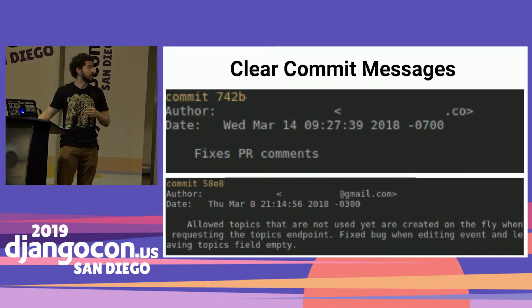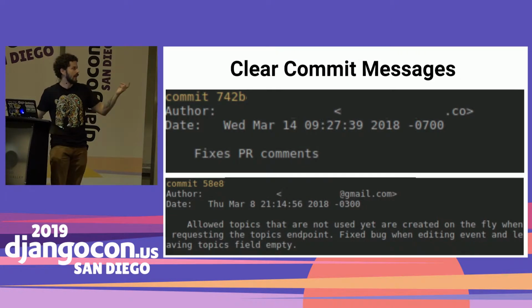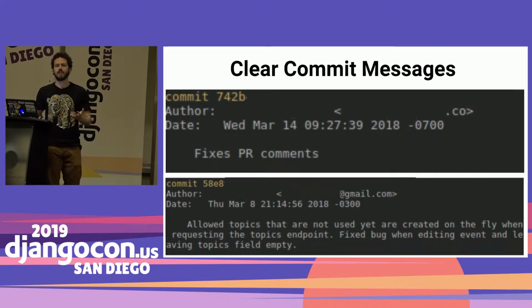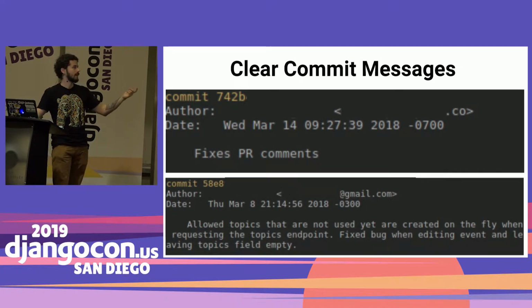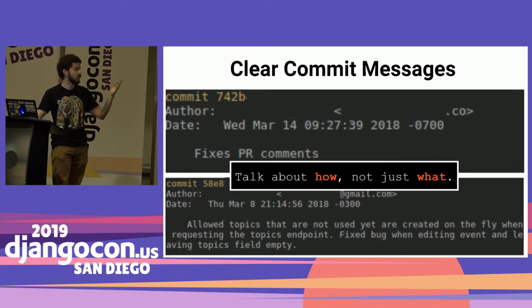Also, try to always write clear commit messages, so avoid the first one, the top one, which just says fixed PR comments, and write maybe a paragraph, which is going to take you like 30 seconds to write, and it makes it clear what were the changes you did. So maybe if you want to go back in time and revert back to some commit, you know where the change was made, what was done there, and it really helps in the overall organization. So remember to talk about how, and not just what you did.